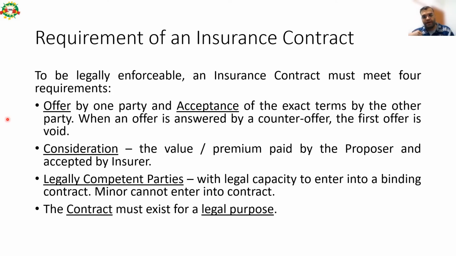The company should give me an offer and I should accept the exact terms unconditionally. The second important element of an insurance contract is consideration: the value, the premium paid by the proposer and accepted by the insurer. Whatever insurance premium the company tells me to pay, I accept it as it is and pay it to the insurance company, and then the insurance company accepts the premium.